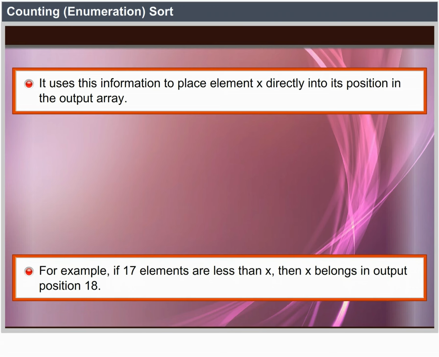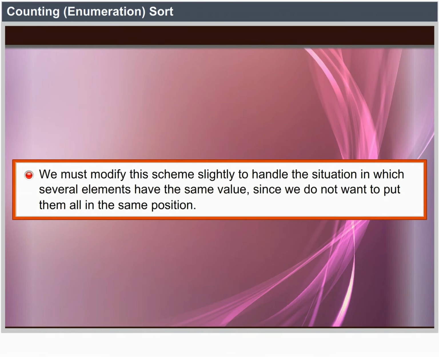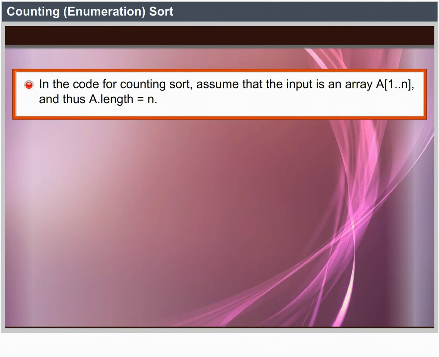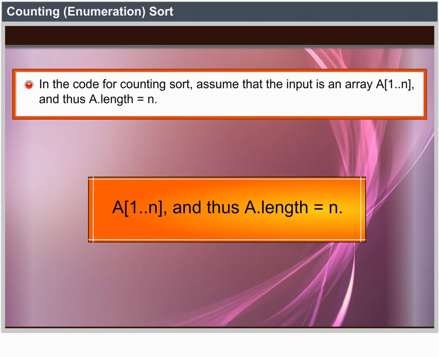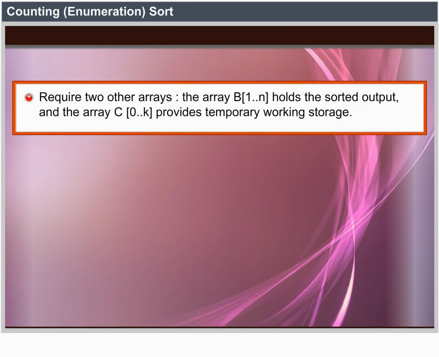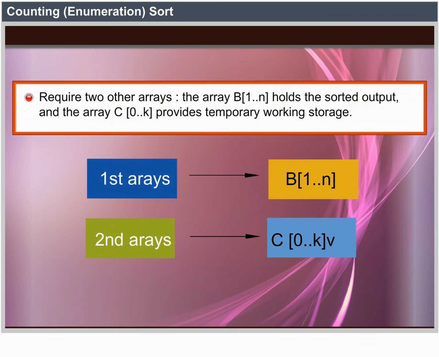We must modify this scheme slightly to handle the situation in which several elements have the same value, since we do not want to put them all in the same position. In the code for counting sort, assume that the input is an array A[1..n], and thus A.length equals n. We require two other arrays. The array B[1..n] holds the sorted output, and the array C[0..k] provides temporary working storage. The below figure illustrates the counting sort.